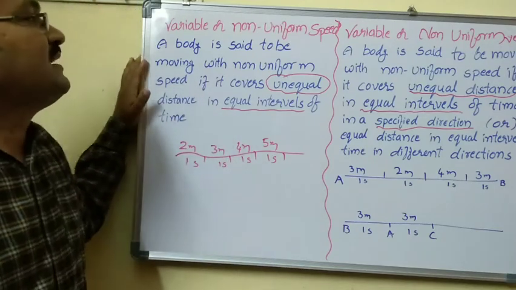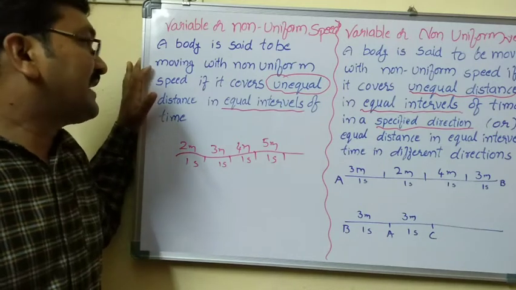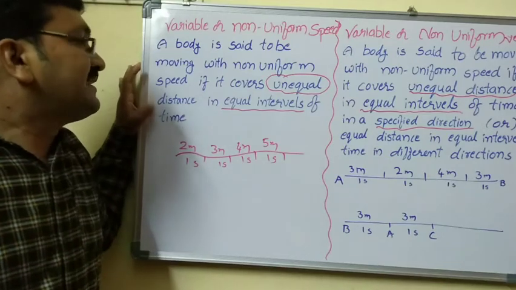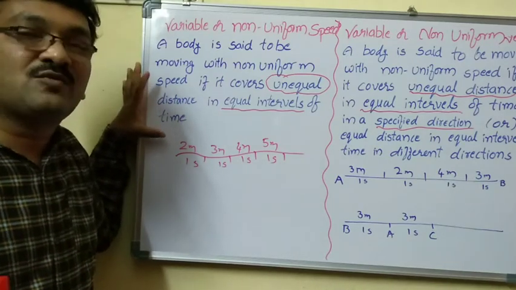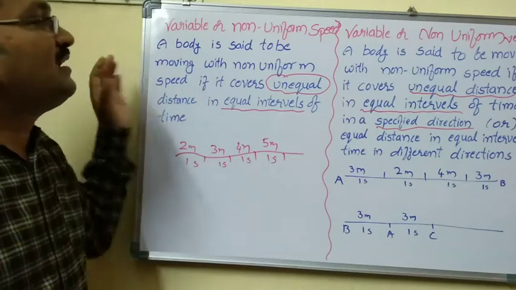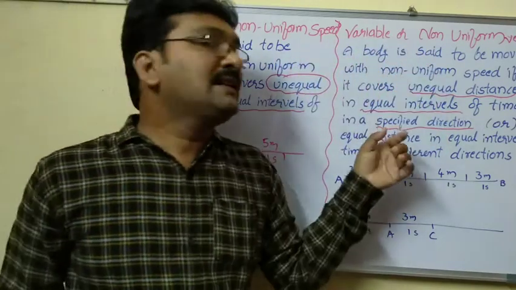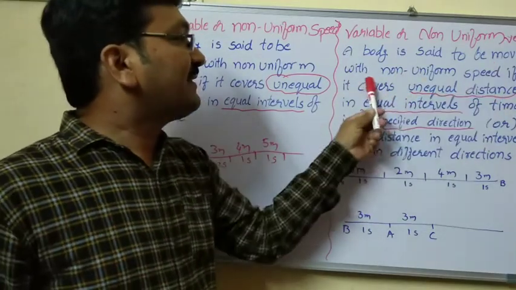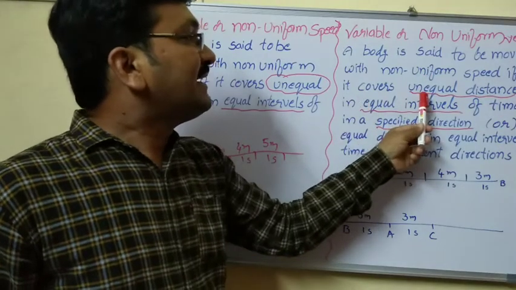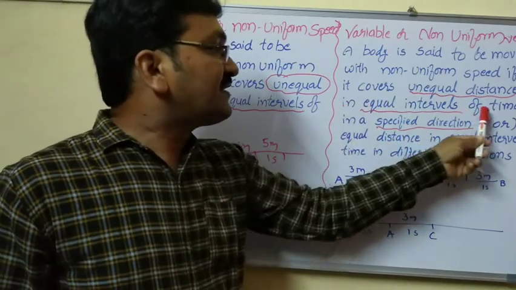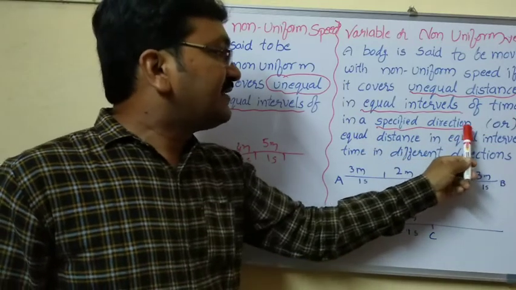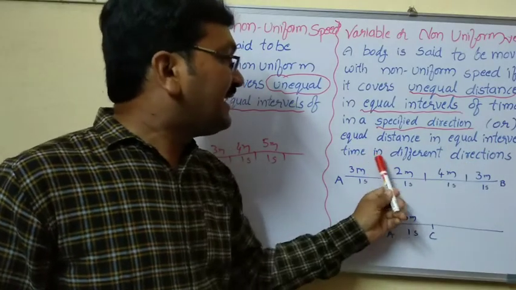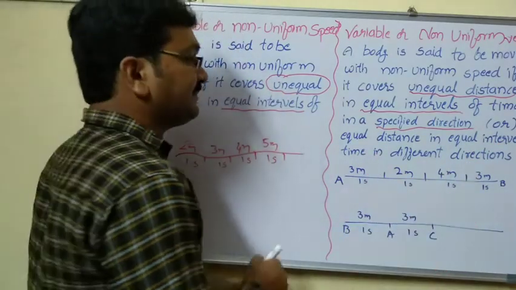Once more, I will explain this. Non-uniform speed means a body is said to be moving with non-uniform speed if it covers an unequal distance in equal intervals of time. If we go for non-uniform velocity, there are two definitions to remember: a body is said to be moving with non-uniform velocity if it covers unequal distance in equal intervals of time in a specific direction, or equal distance in equal intervals of time in different directions.